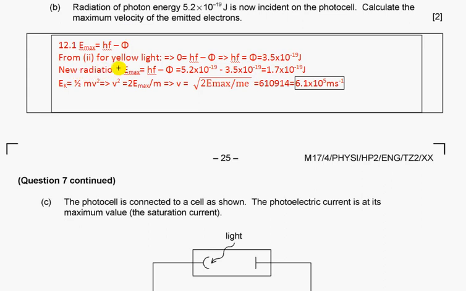For yellow light, kinetic energy appeared to be 0, so in this way we can find the work function. It will be equal to the energy of the yellow photon. For the new radiation, we just find the kinetic energy. Then we use the formula for kinetic energy to find an expression for velocity, square root this expression, and then give the answer to two significant figures.